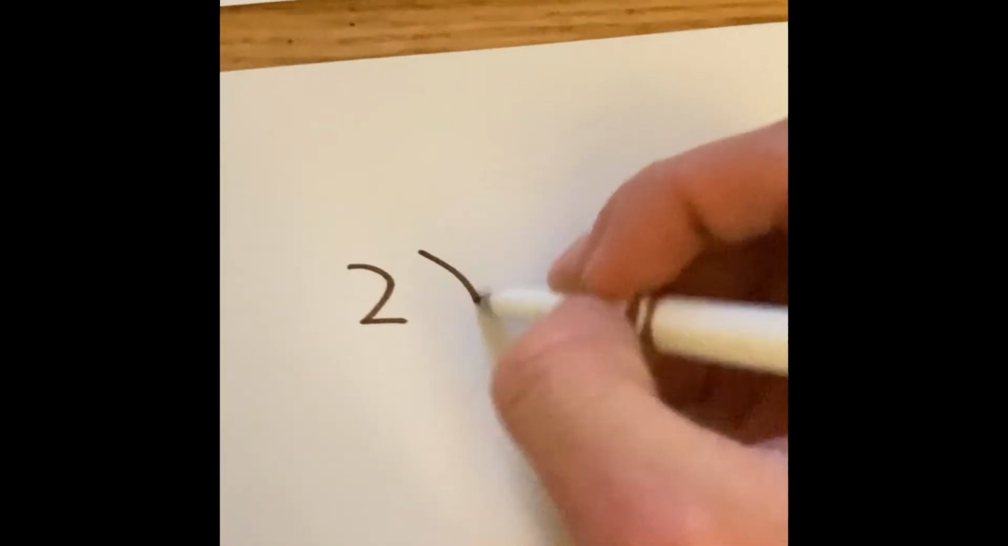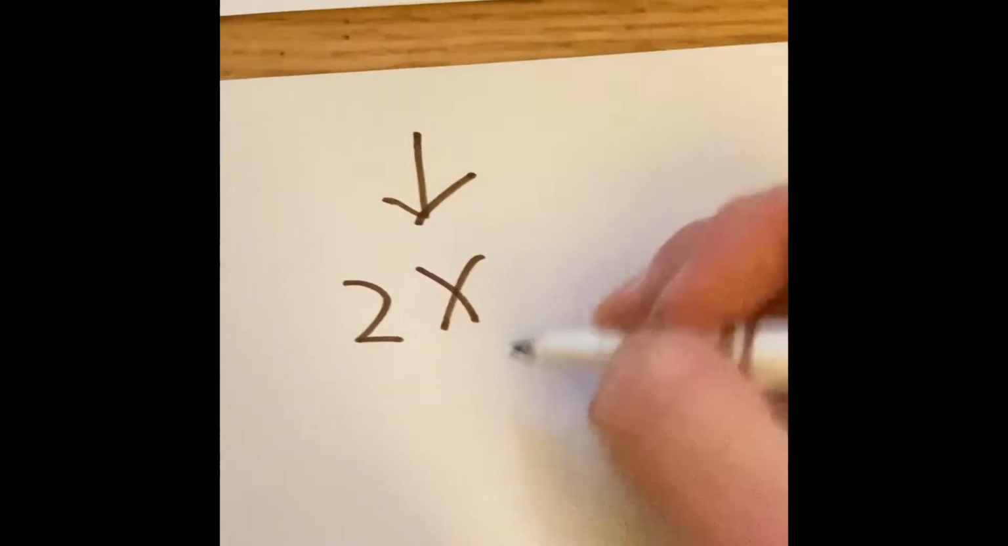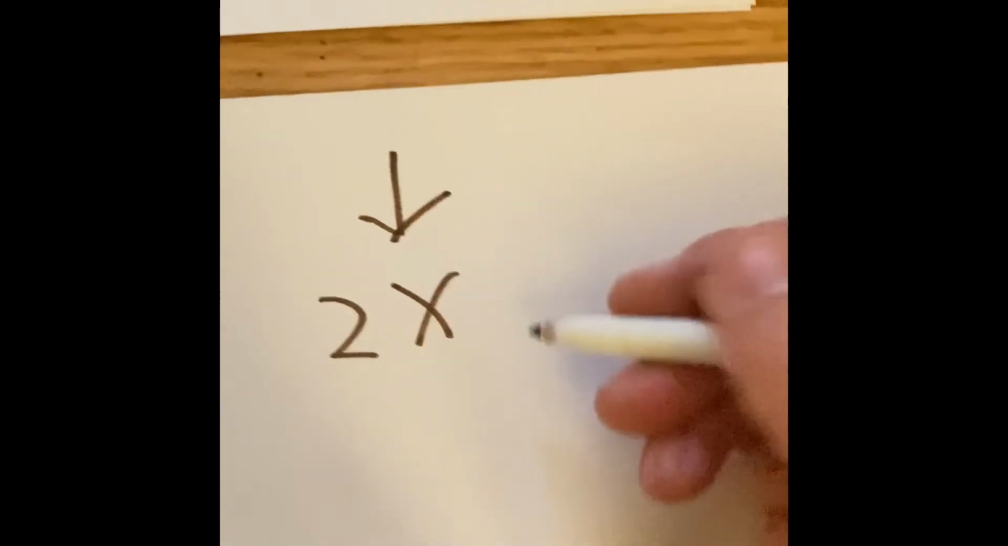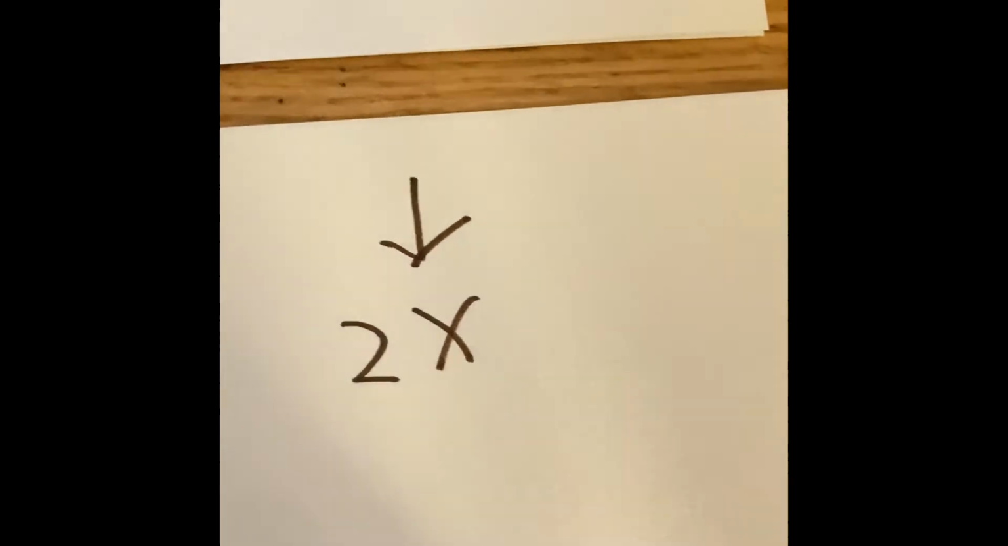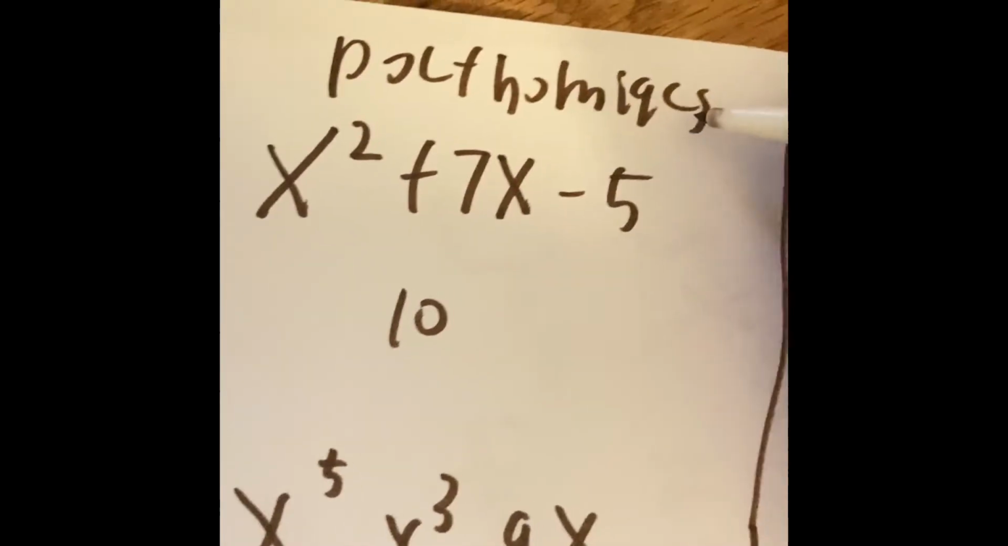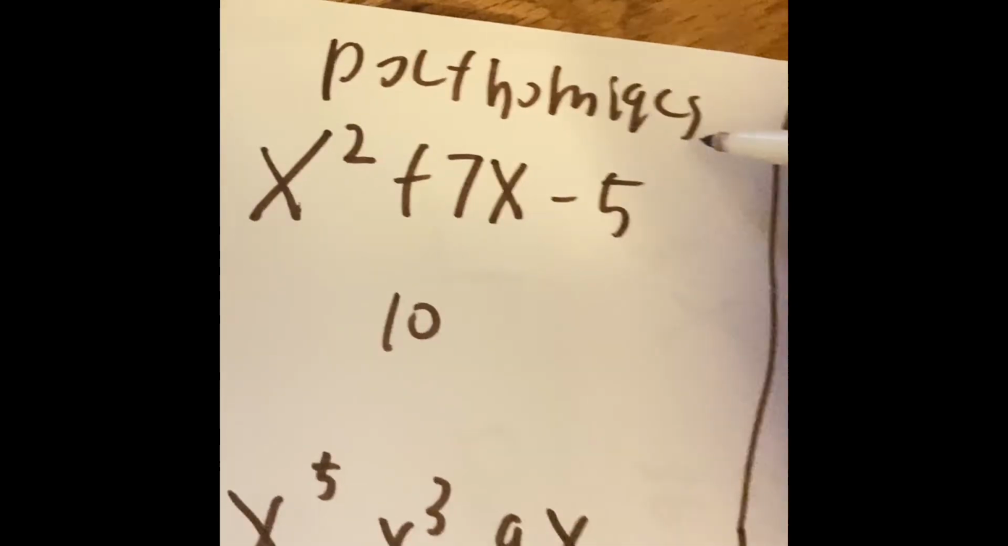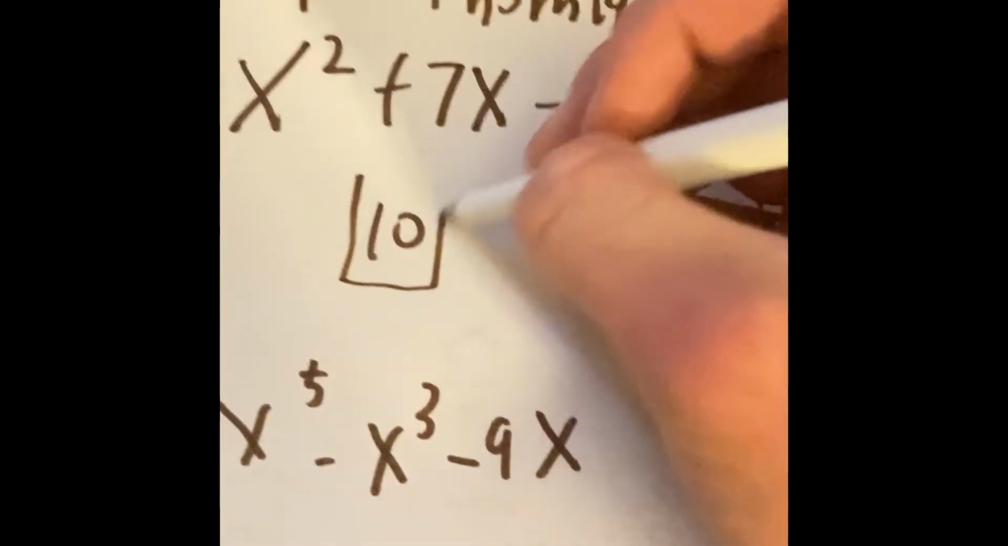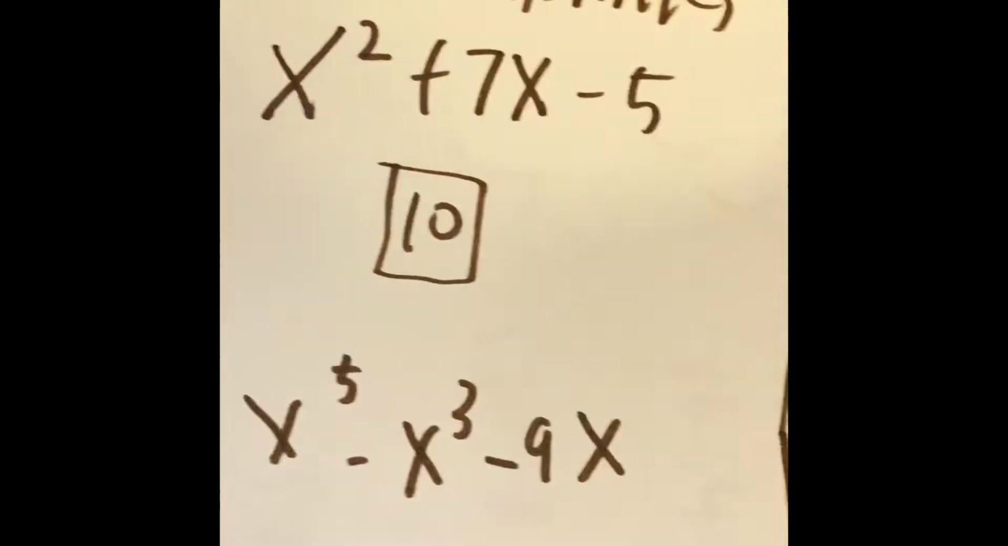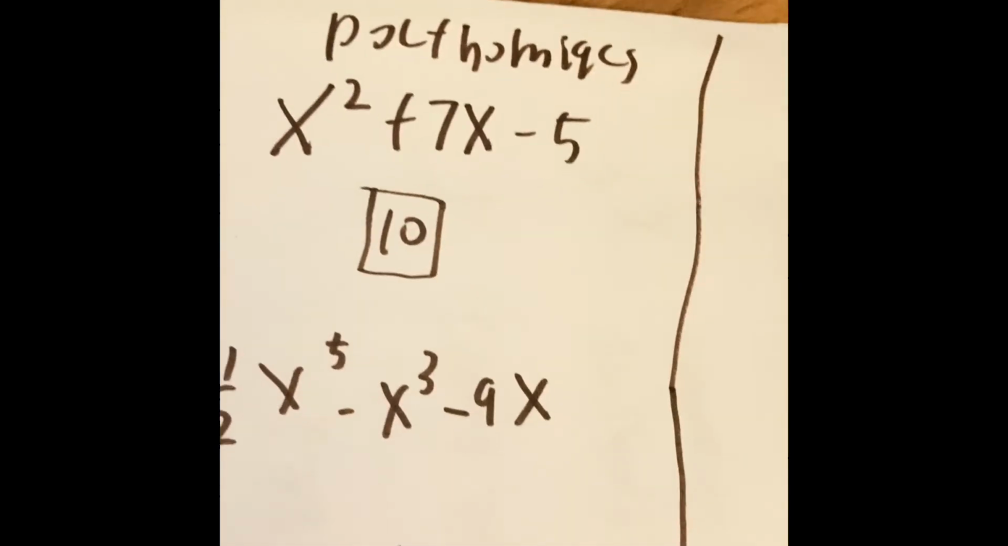Here's another example of a 1 term. 2x, 1 object on the field. If we look back at the example equations, you might have noticed that 10 is also known as a polynomial. But wait, 10 doesn't have any variables along with it. How could it be a polynomial?